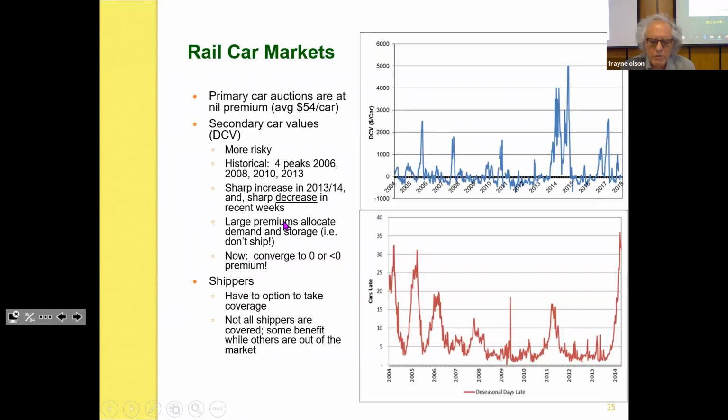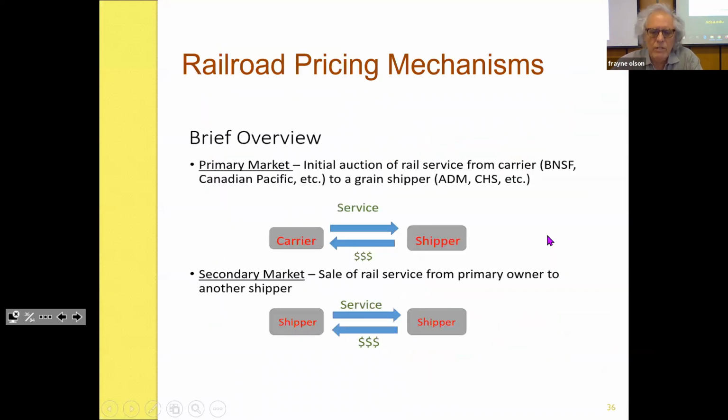This shows the behavior of car market values on the right-hand side, and you can see that we have a lot of volatility. On the top part, it's the secondary car market values, and on the bottom part, it's the cars late. This goes from 2024 until current. Sometimes we have negative secondary car market values, and sometimes very large positive ones. I'll show current values in a moment, but these are quite volatile. As I will point out, these have an impact on the PNW basis and the origin basis, and they ultimately impact marketing strategies.